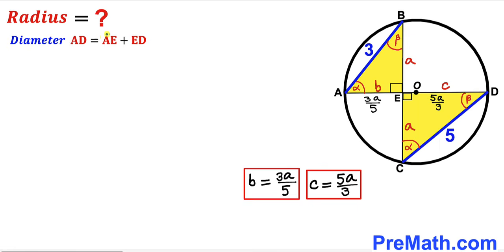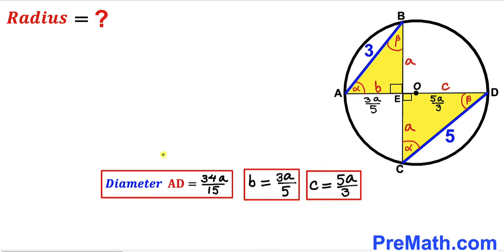And here we can see that this AE segment length is 3 times a divided by 5. So I'm going to replace that one with 3a divided by 5. And likewise this ED segment length is 5a divided by 3. So therefore I'm going to replace with 5a divided by 3, as you can see in this next step. So thus our diameter AD turns out to be 34 times a divided by 15.